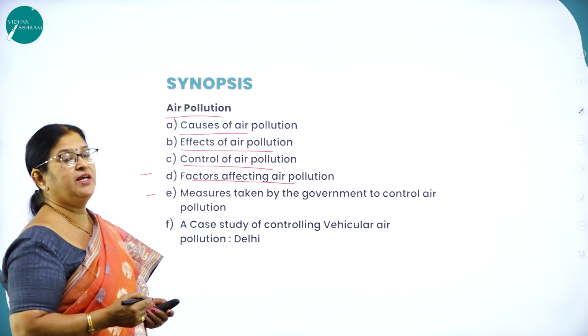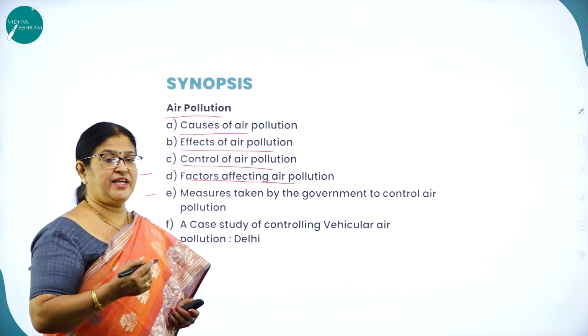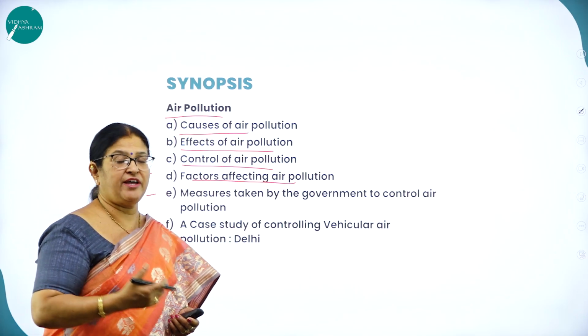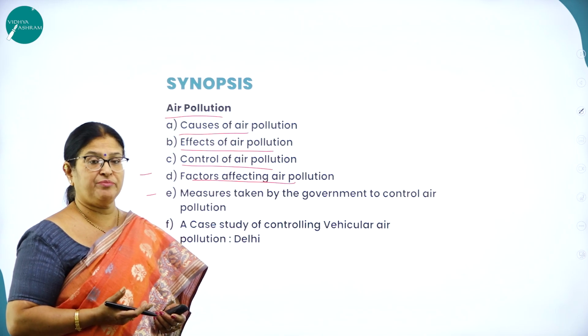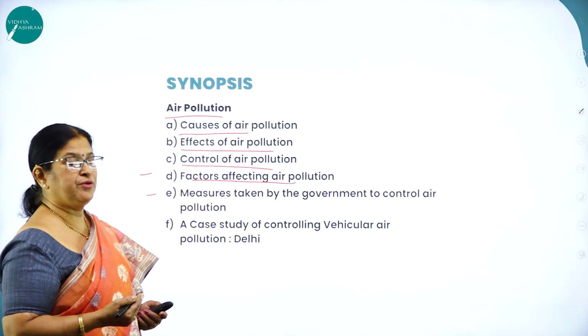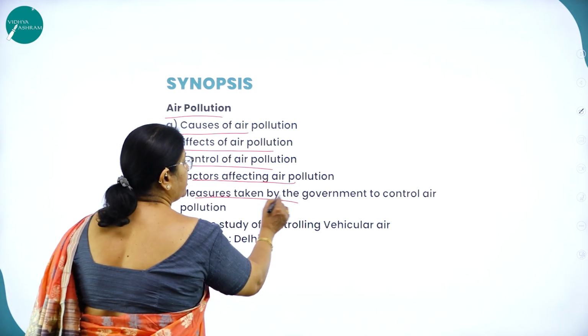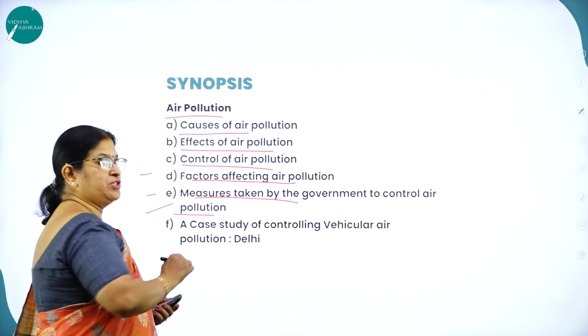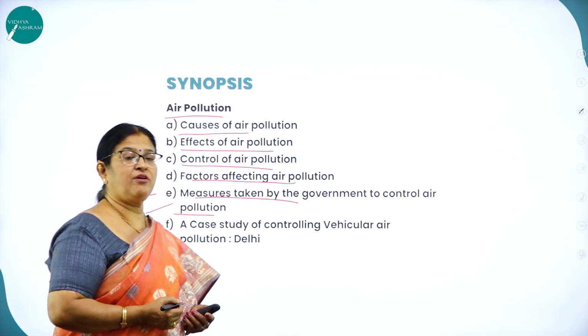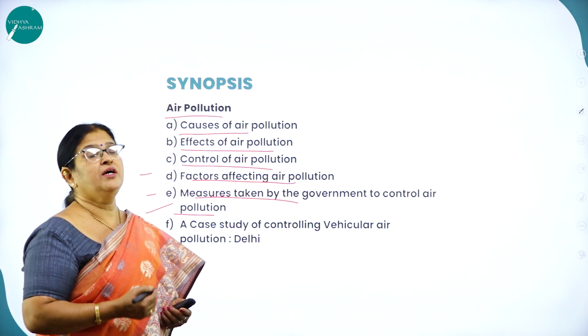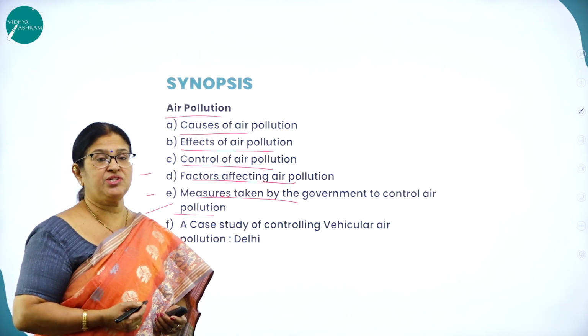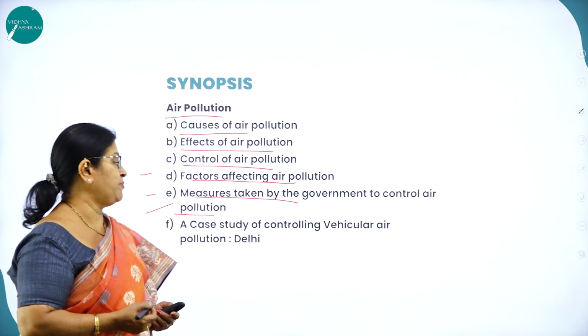As I already said, the factors that affect air pollution is the industrial effluents that are let off, that is the gases that are coming out from the exhaust will definitely pollute the air. Then measures taken by the government to control air pollution. As I already said, the government of India and the state government have come up with many strategies to prevent air pollution.